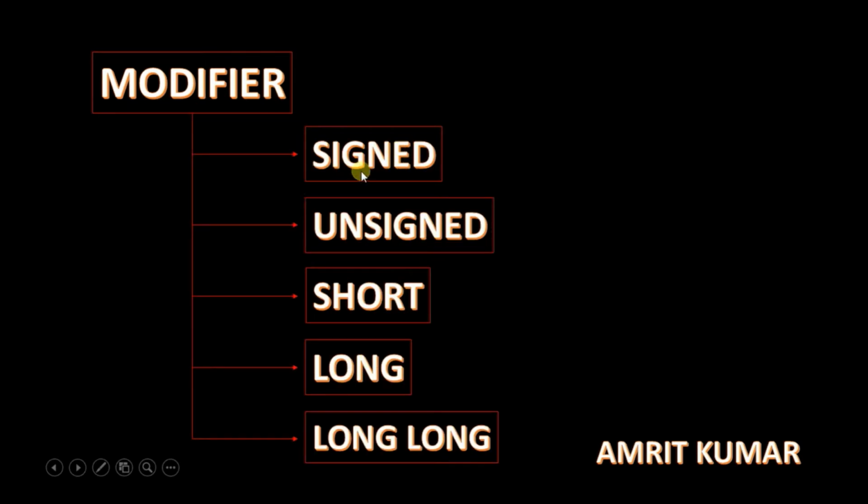Now you can see that we have studied the signed modifier used with the integer, and the unsigned modifier used with the integer value, and we have also studied them with the character data type. After that, we learn about short and long. In the previous video we learned about short and long used with the integer data type. Now in this video we are going to learn about short and long used with the float data type. So this is what we need to consider here.